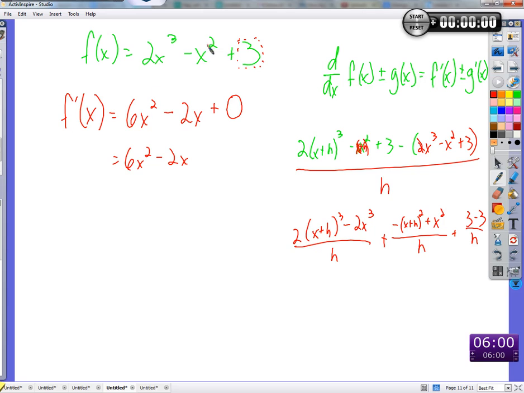So the derivative of this, we find a 6x squared. The derivative of this is negative 2x. The derivative of a constant function, we talked about the horizontal line, right? So the derivative is always zero. Okay. So that's the sum and the difference. Sum and difference rules.